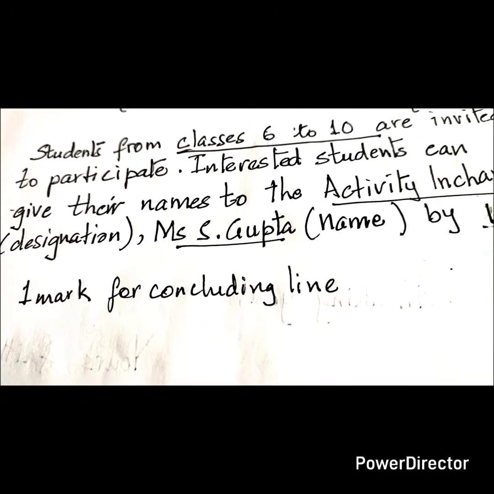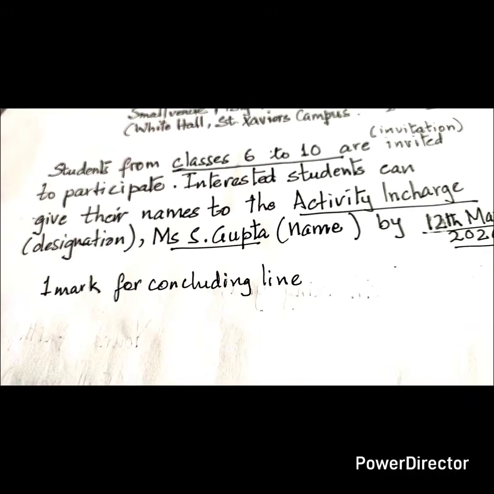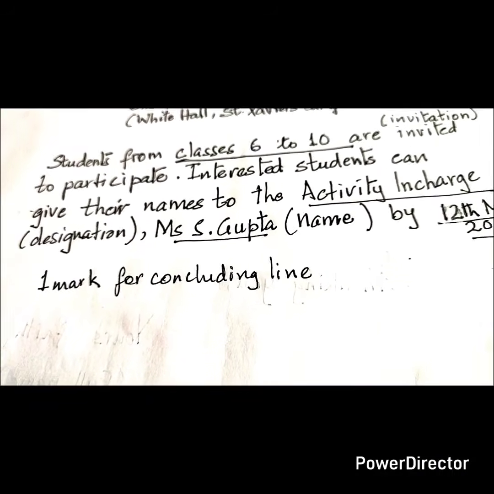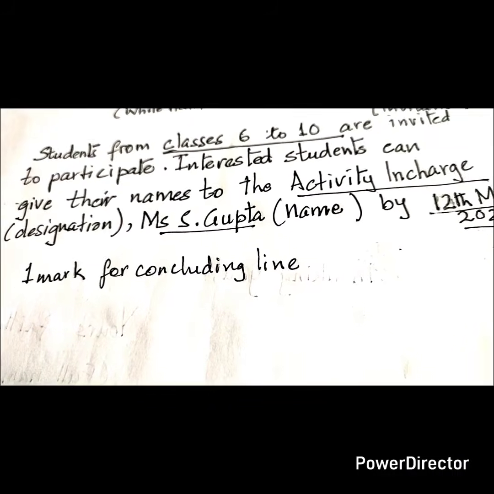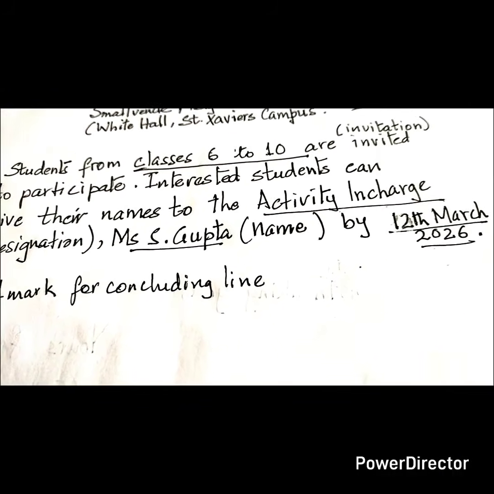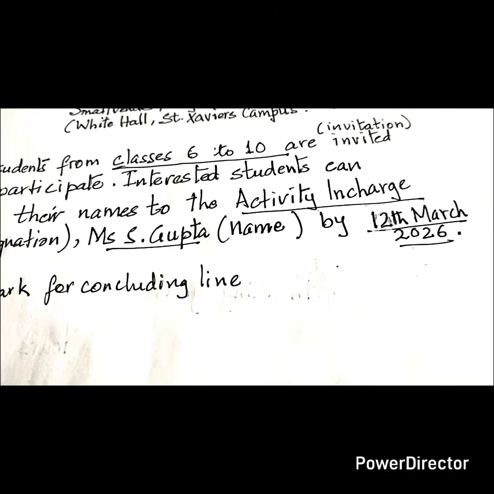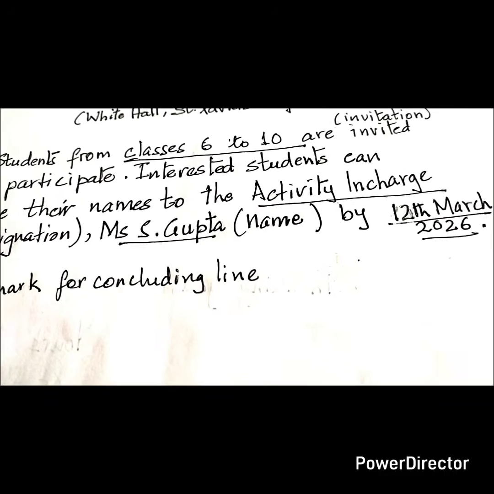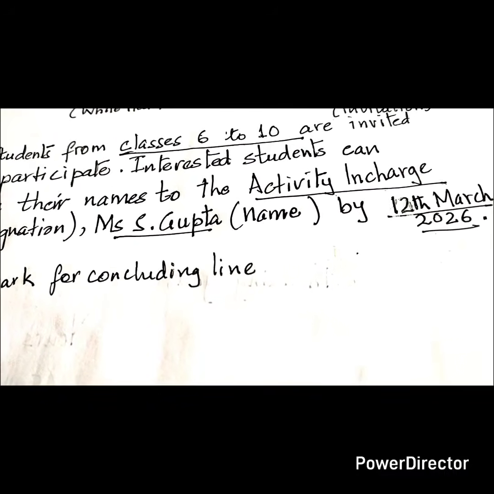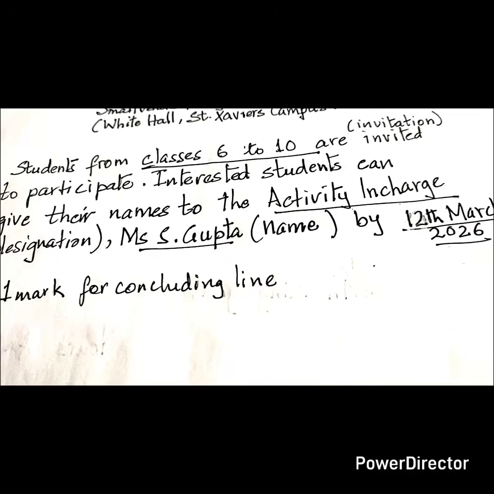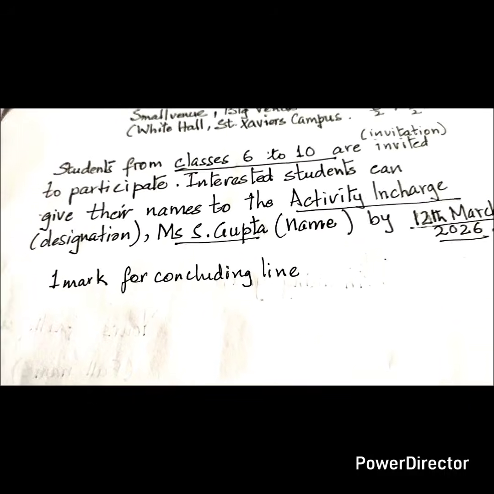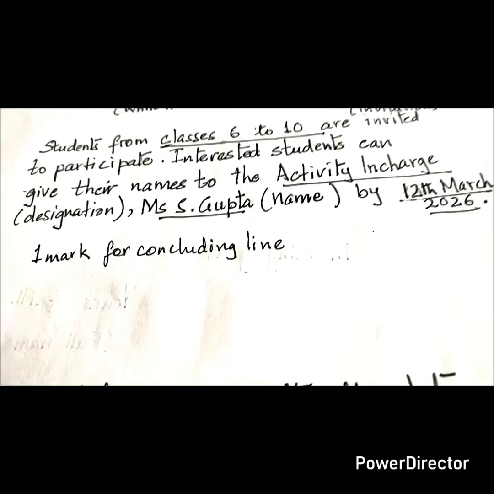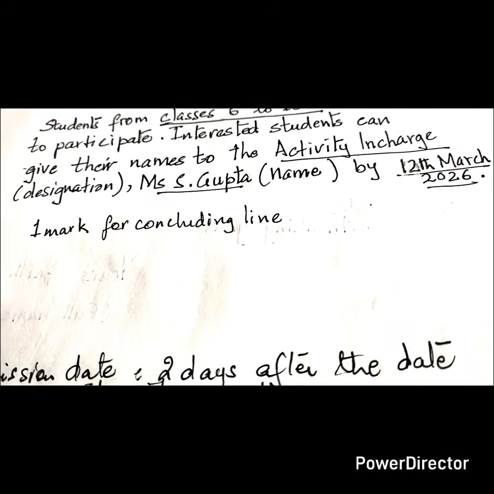Interested students can give their names to the activity in charge, that's the designation, comma, Miss S. Gupta, this is an example given to you, the name of the activity in charge, by a certain date, that is 2 days after you have written the invitation. So you wrote the notice on the 10th, and 12th you asked them to give their names. So 1 mark is for the concluding line.